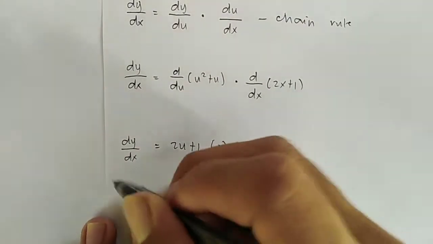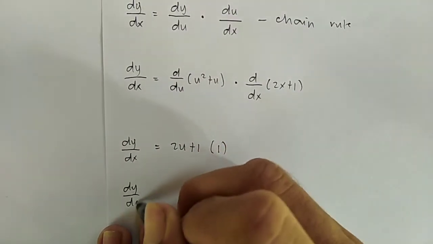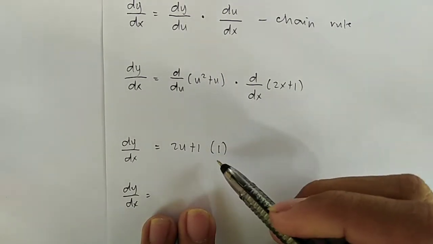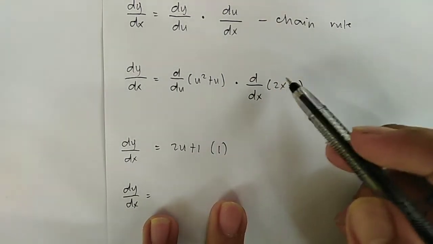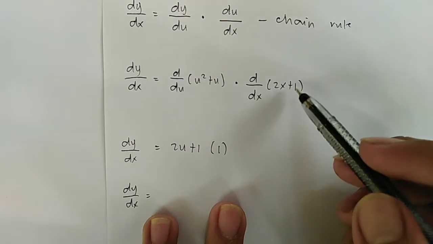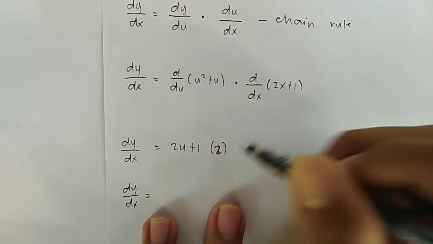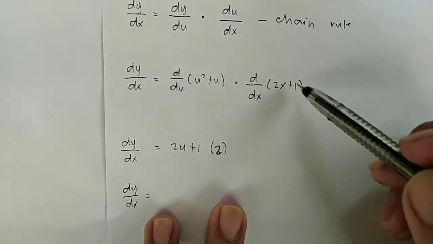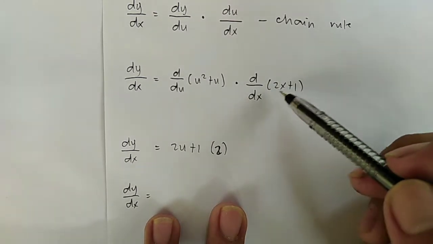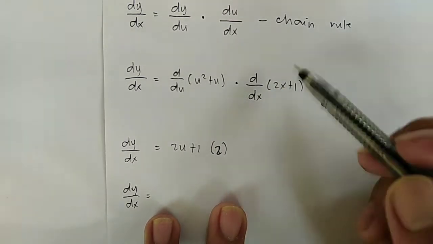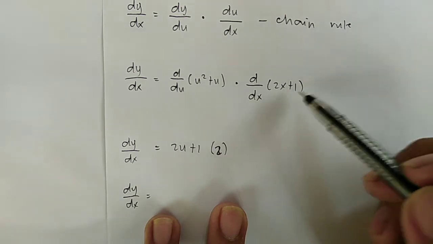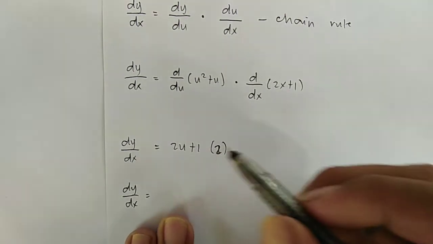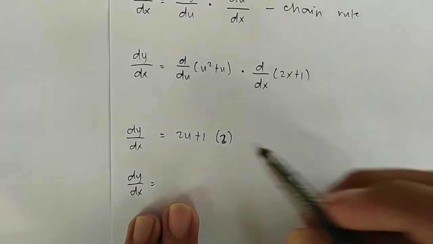Pagpatuloy natin. So, dy over dx, simplify lang natin yan. 2u plus 1, this one. Sorry for this. This is not 1. Derivative of 2x plus 1 ay 2. Sorry for that, nagkamali ako. The derivative of 2x in terms of x, magiging 2. Derivative of the constant 1, 0. So, 2 plus 0, 2 lang. Okay? Ang matitira ay 2.